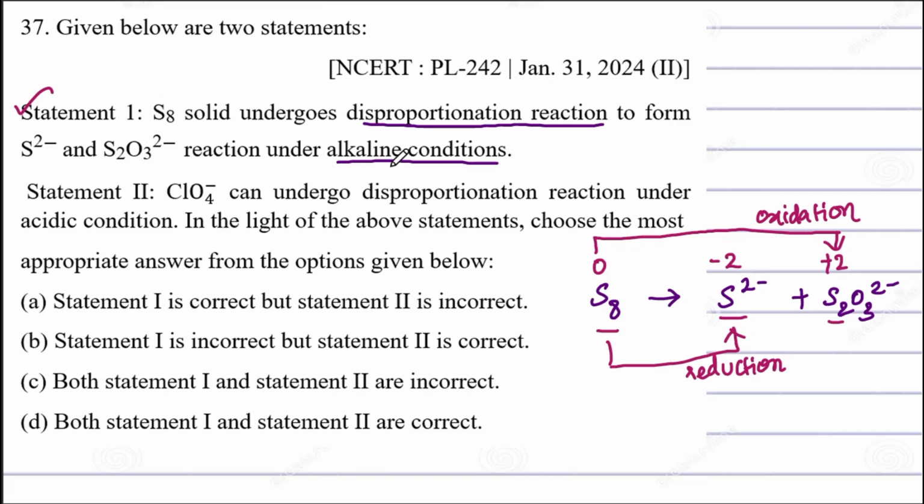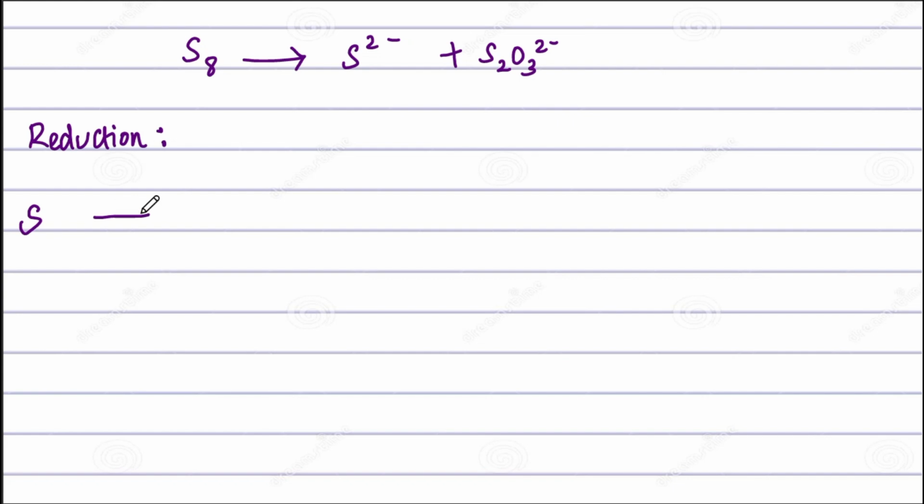Now it is mentioned alkaline condition, so you have to balance this whole reaction. Let us see the balancing of this reaction. The given reaction is S8 gives S²⁻ plus S2O3²⁻. We have to see the half reactions separately. Let us see the reduction half reaction first. Instead of S8, let us first take sulfur alone. So S is converted to S²⁻.